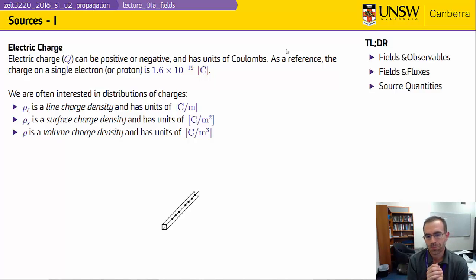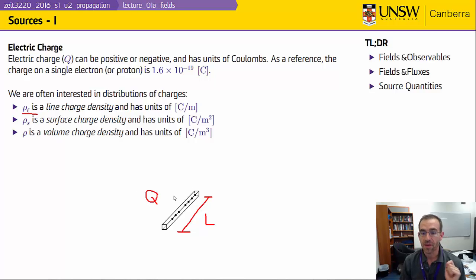cancel each other. Now, in this class, we're going to be often interested in distributions of charges. So if I have a total amount of charge Q, and I distribute that total charge Q over a length L, that gives me a line charge density, rho sub L, that has units of coulombs per meter. So if rho is a constant, I multiply by the length, and that gives me the total charge Q.